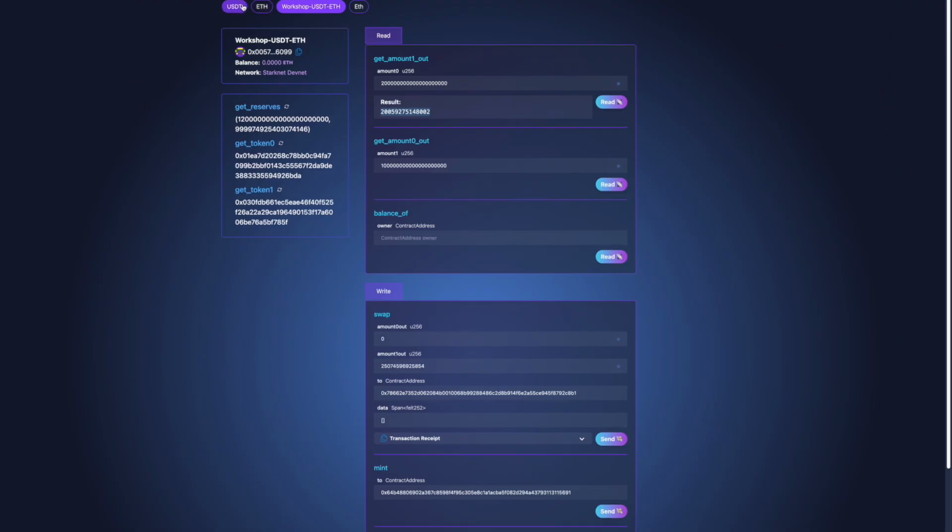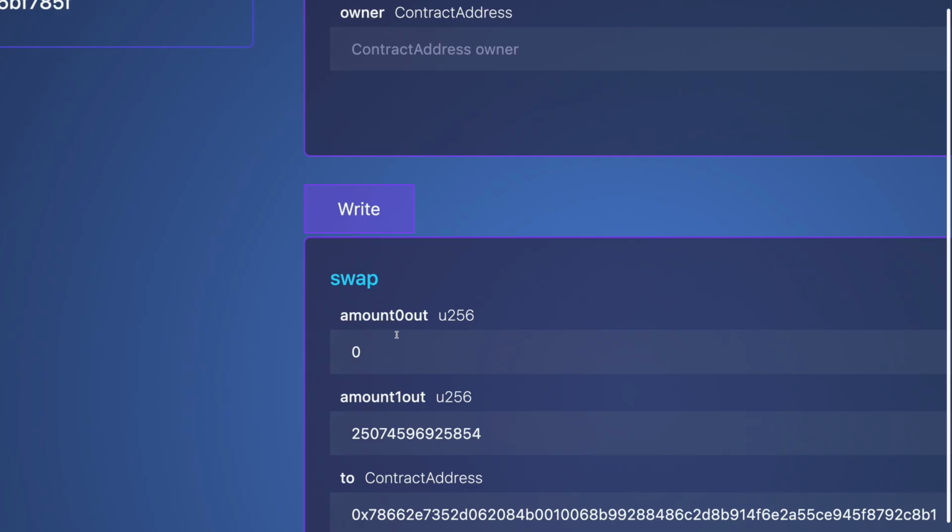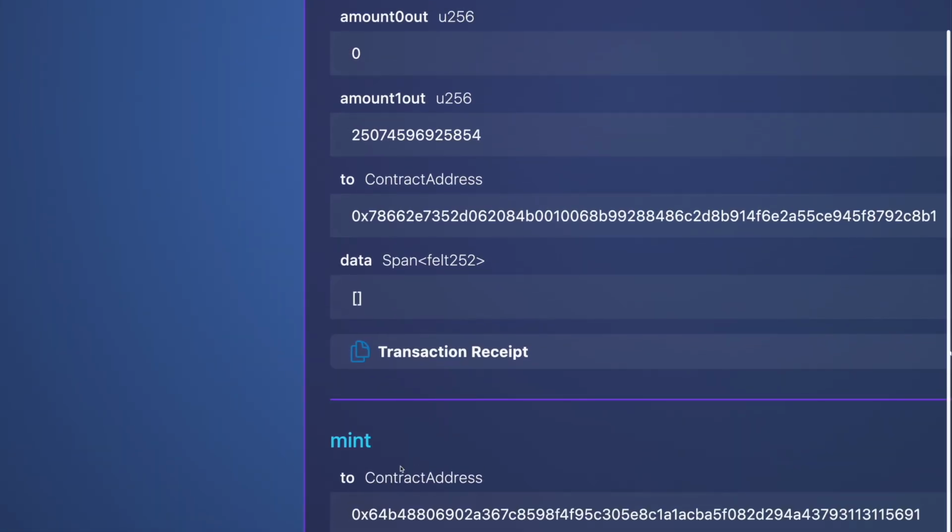So again, you send tokens to the pair, and then you do a swap or you do a mint. Everything that we did just now by sending tokens and calling the swap and calling the mint is done through the routers of Uniswap.